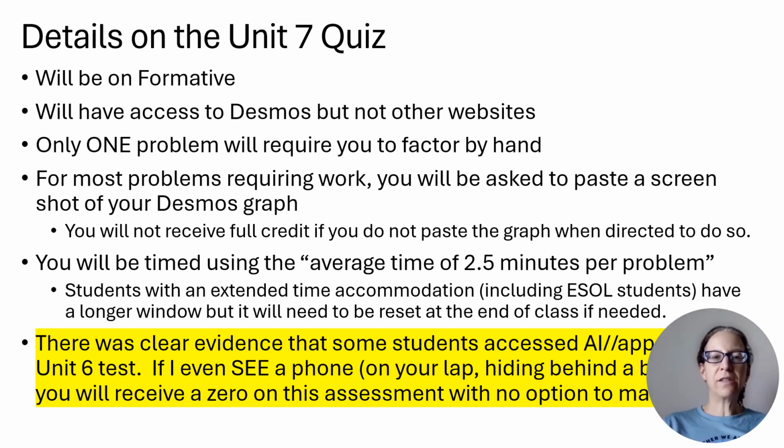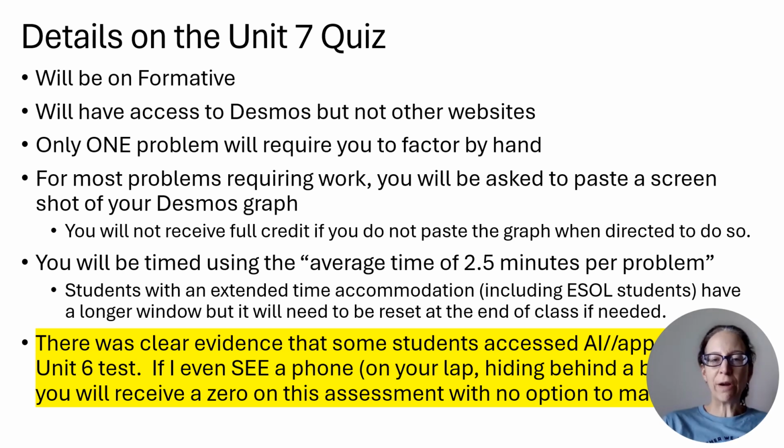You will have access to Desmos, but not other websites, and in fact, you're expected to use and will be required to use Desmos and demonstrate that you're using it on the questions, but you will be locked down so that you cannot get to other websites. Only one of the problems will require you to factor by hand. If you feel like that is a weak spot, just keep in mind there's only one problem that's going to require you to do that. You might want to save that one to last, especially if it's going to make you a little nervous.